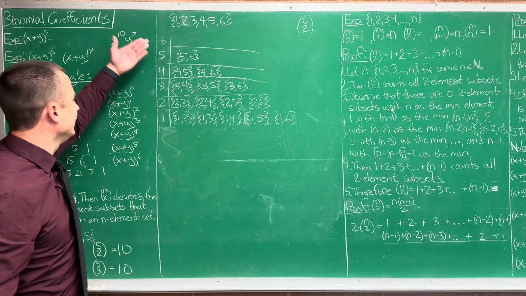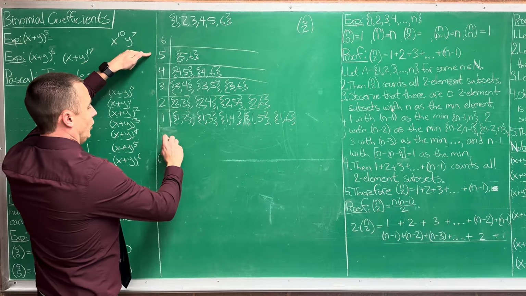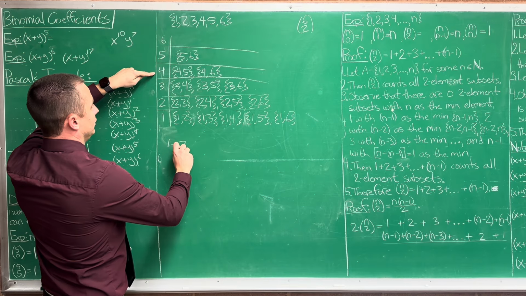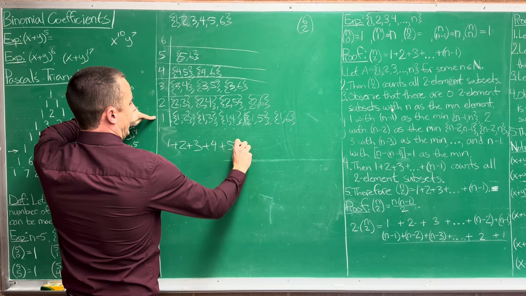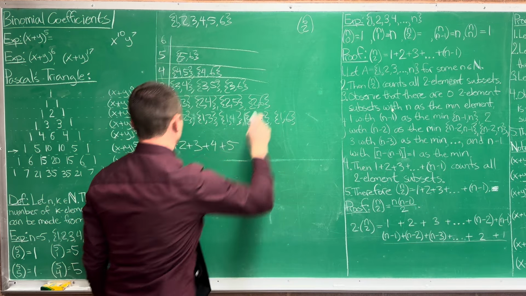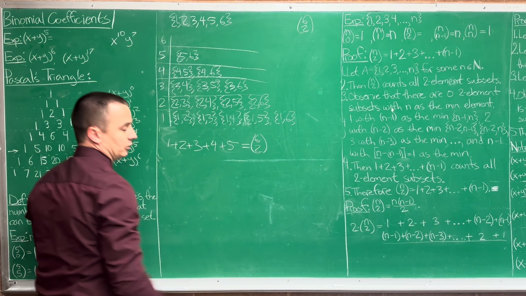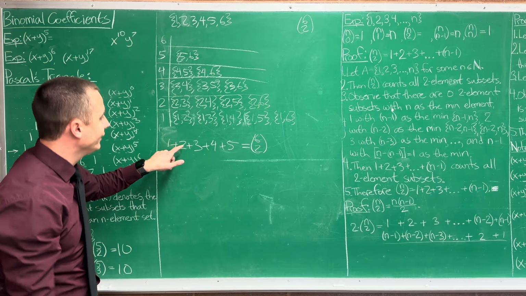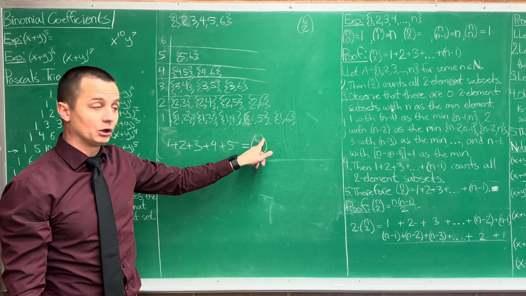Just tell me what you're thinking in your head. You don't have to calculate it. 1 plus 2 plus 3 plus 4 plus 5. And so whatever 6 choose 2 is, this is equal to 6 choose 2: 1 plus 2 plus 3 plus 4 plus 5. So notice we added up all the numbers and we ended right before whatever this number was.